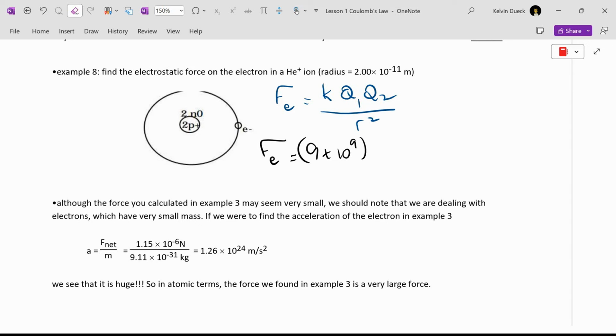Nate, what's Q1? What's the charge in the nucleus? Well, I see 2 neutrons. What's the charge on a neutron? I also see 2 protons, so it's going to be 2 times the charge of a proton, 1.6 times 10 to the negative 19. That's Q1. Q2 is going to be the electron. What's the charge on the electron?